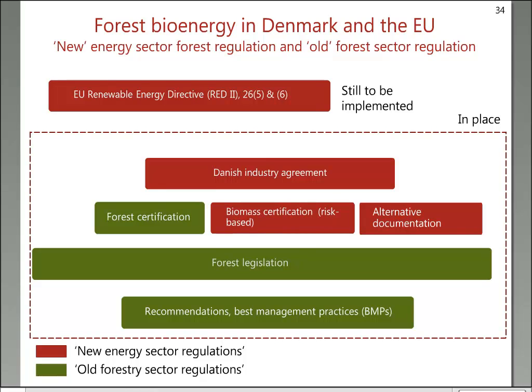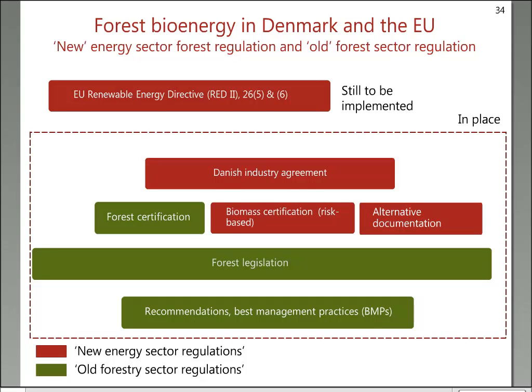So what has been put in place in Denmark, for example, is an industry agreement for sustainable wood chips and wood pellets, which all biomass used in Danish energy plants must comply with. So this is under implementation at the moment, and at the same time we have the Renewable Energy Directive from the EU, where some new sustainability criteria have also been adopted. It's not implemented yet, but from 2020 that will begin as well.